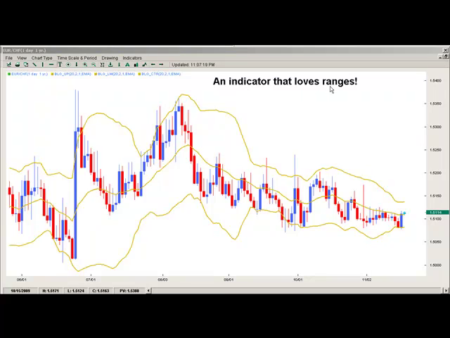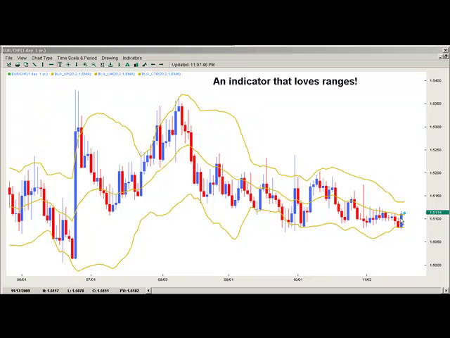that loves ranges. And what do I mean by that? What's a range? A range is when you don't have something definitively heading upward or you don't have something definitively heading downward. So we're not really making distinct highs going from the lower left to the upper right of the chart. We're not making distinct lows coming from the upper left to the lower right of the chart. We're somewhat sideways. Now, I don't mean like exactly sideways.